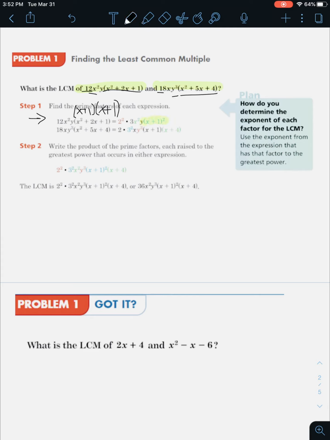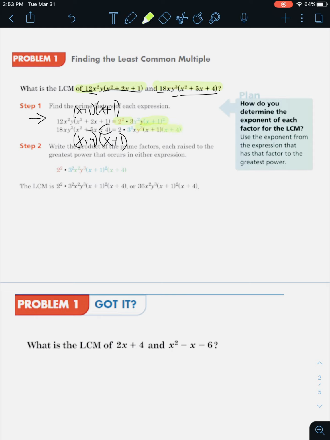The number 12 has a couple of factors in it. If you took it down to its prime factorization, using a factor tree or whatever method, it would be 2 times 2 times 3, and they have shown that right here. 2 times 2 would be 2 squared times 3, and then the x squared and the y they just left alone. For the 18xy cubed, we did the same thing. We factored this x squared plus 5x plus 4 by splitting the x's, and then factors of 4 to get a sum of 5 would be plus 4 plus 1. And that's what we have with this expression.